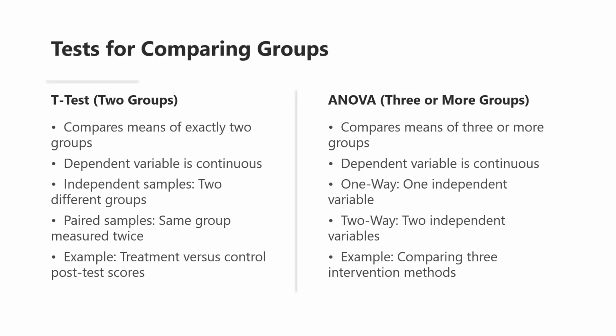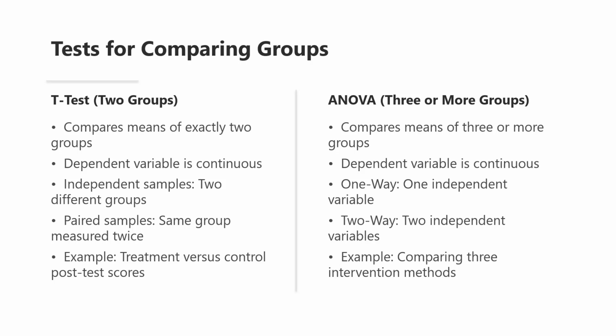The paired samples t-test, also called the dependent samples t-test, compares means from the same group measured at two different times. For example, comparing participants' pre-test scores to their post-test scores. The same individuals provide both measurements. The key distinction on the exam is whether the two measurements come from two different groups of people, which requires an independent samples t-test, or from the same people at two time points, which requires a paired samples t-test.